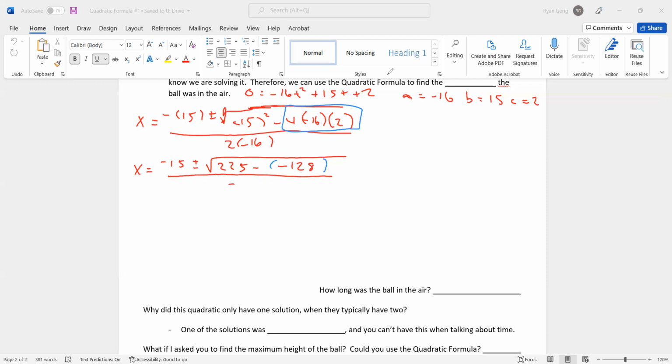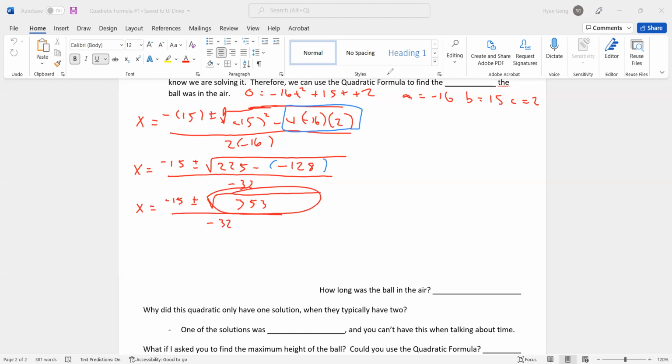All over negative 32. The sign is so important because if you have the wrong sign, you're going to get a number like this inside the radical. You're going to get 97 if you have the wrong sign. But in reality, 225 minus negative 128 is actually 353, very far apart. You can't mess that up. Divide by negative 32. Now, it says round to the nearest hundredth.